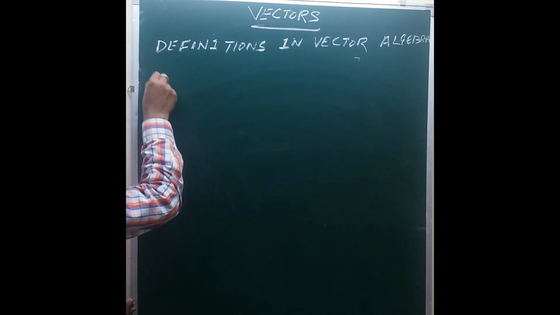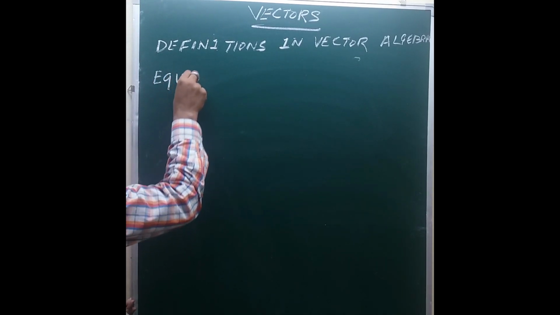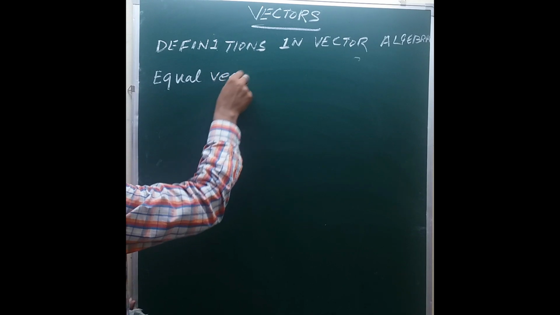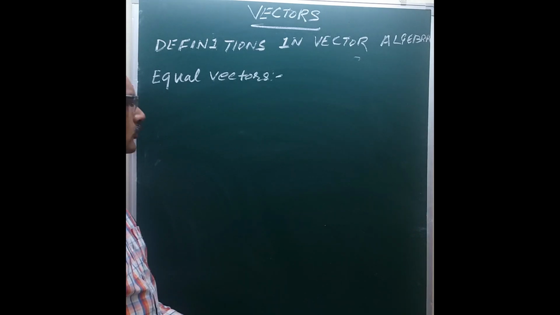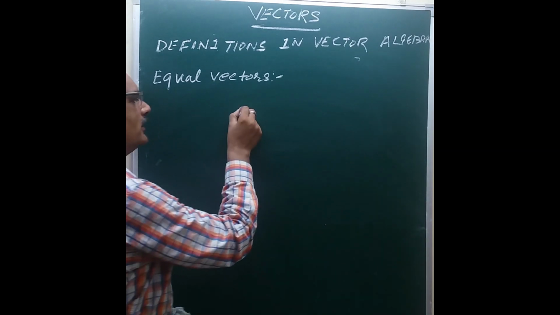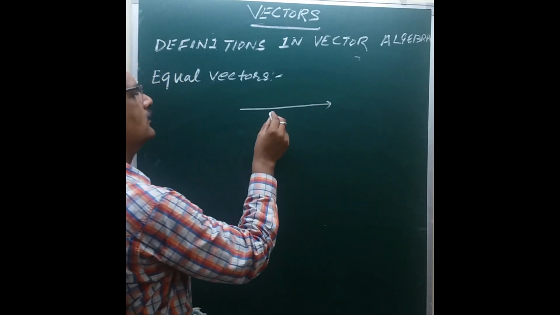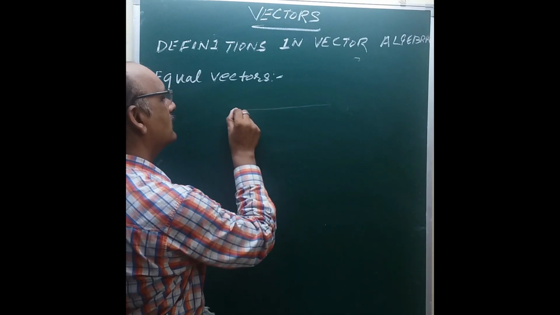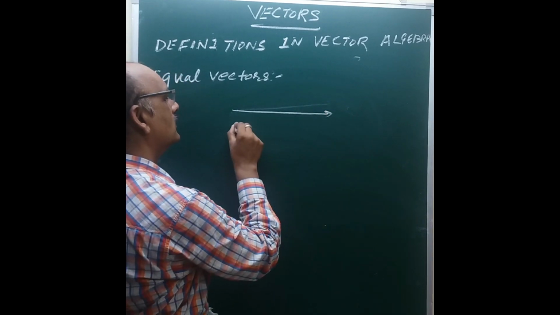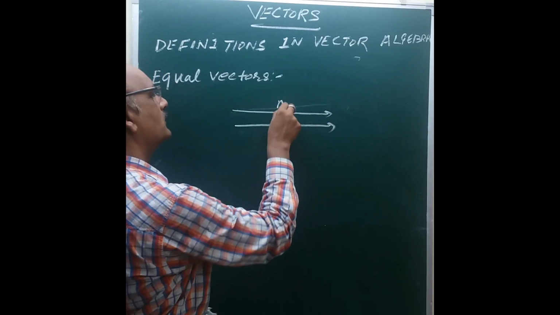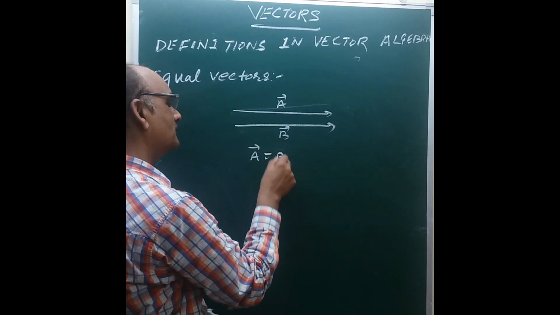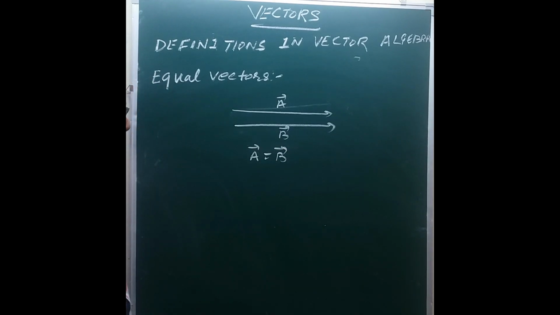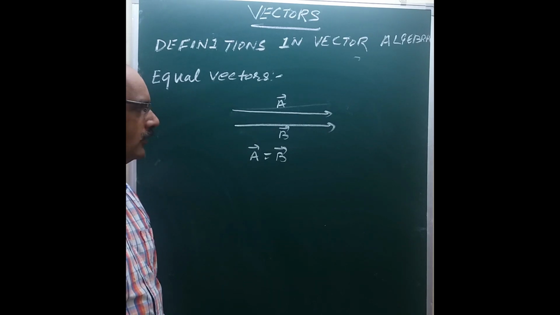Next one is equal vectors. Two or more vectors are said to be equal vectors if they have the same magnitude and the same direction. This is vector A and this is vector B. Vector A equals vector B if vector A and vector B are in the same direction and their magnitudes are also the same.